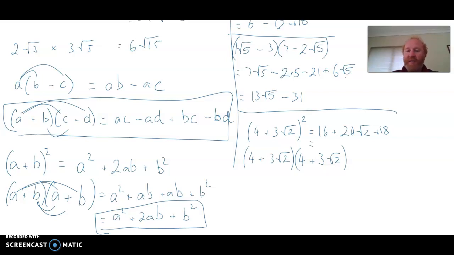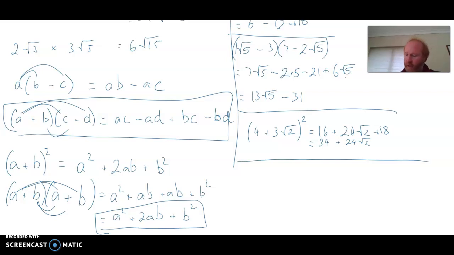In this case, there's a little bit of simplification to do. I need to put my 16 and my 18 together, which is going to get me 34. And that's the end of that question there. Noting that I could have just written it down like this and done the full expansion, which in this case I'm not going to do because I'd prefer to just use the general form.